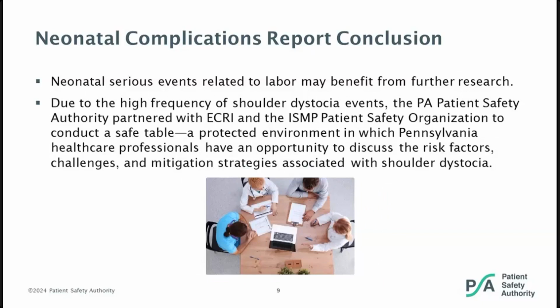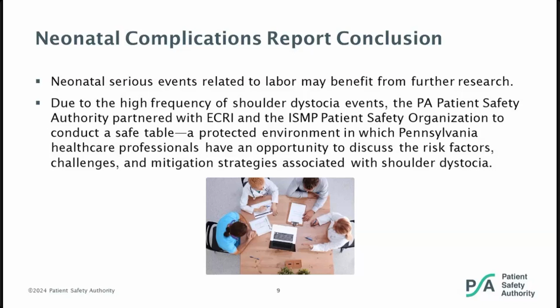The neonatal complications report concluded that neonatal serious events related to labor and delivery would benefit from further research. And due to the high frequency of shoulder dystocia events, PSA partnered with ECRI and the ISMP Patient Safety Organization to conduct a safe table, a protected environment in which Pennsylvania healthcare professionals had the opportunity to discuss the risk factors, challenges, and mitigation strategies associated with shoulder dystocia.